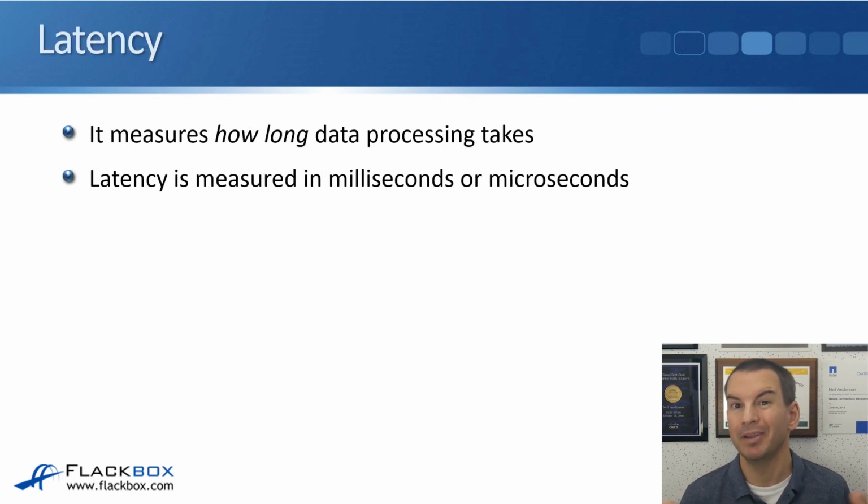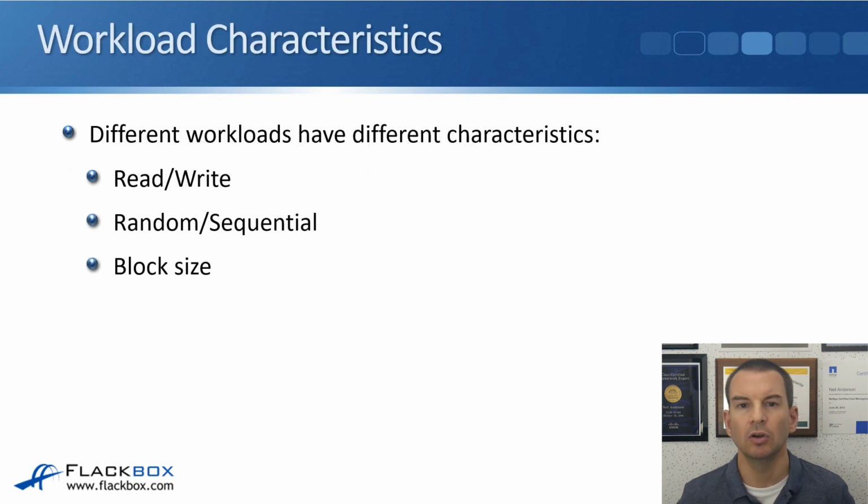The last really important metric that we have is latency. Latency measures how long data processing takes. So the client sends in a read or a write request to the storage system. How long does it take for the storage system to process that request and also acknowledge it? And latency is measured in milliseconds, or with modern systems now in microseconds. Okay, so those are our 3 main performance metrics.